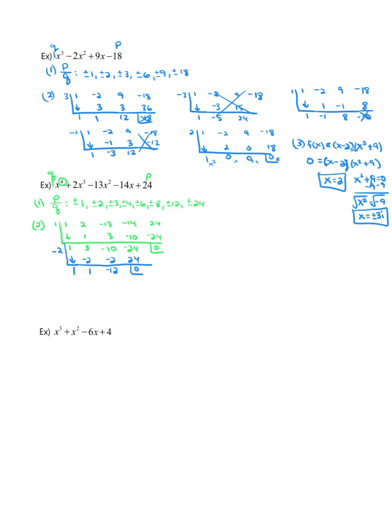All right, -2 did work. So when we write our next step, remember we divided by 2 things. So we're going to have x minus 1 times x minus -2, or x plus 2, times remainder constant x squared plus 1x minus 12. And then factor that again.